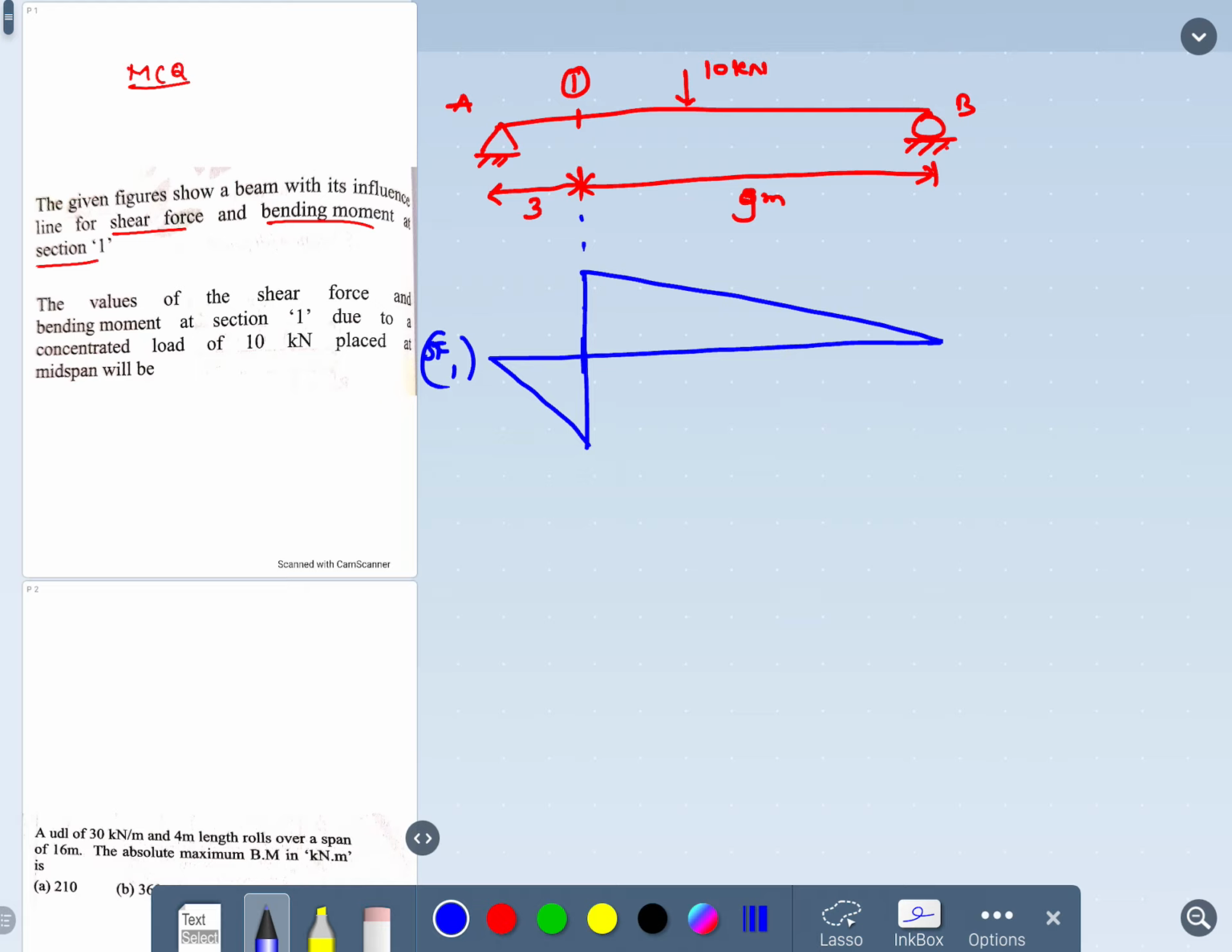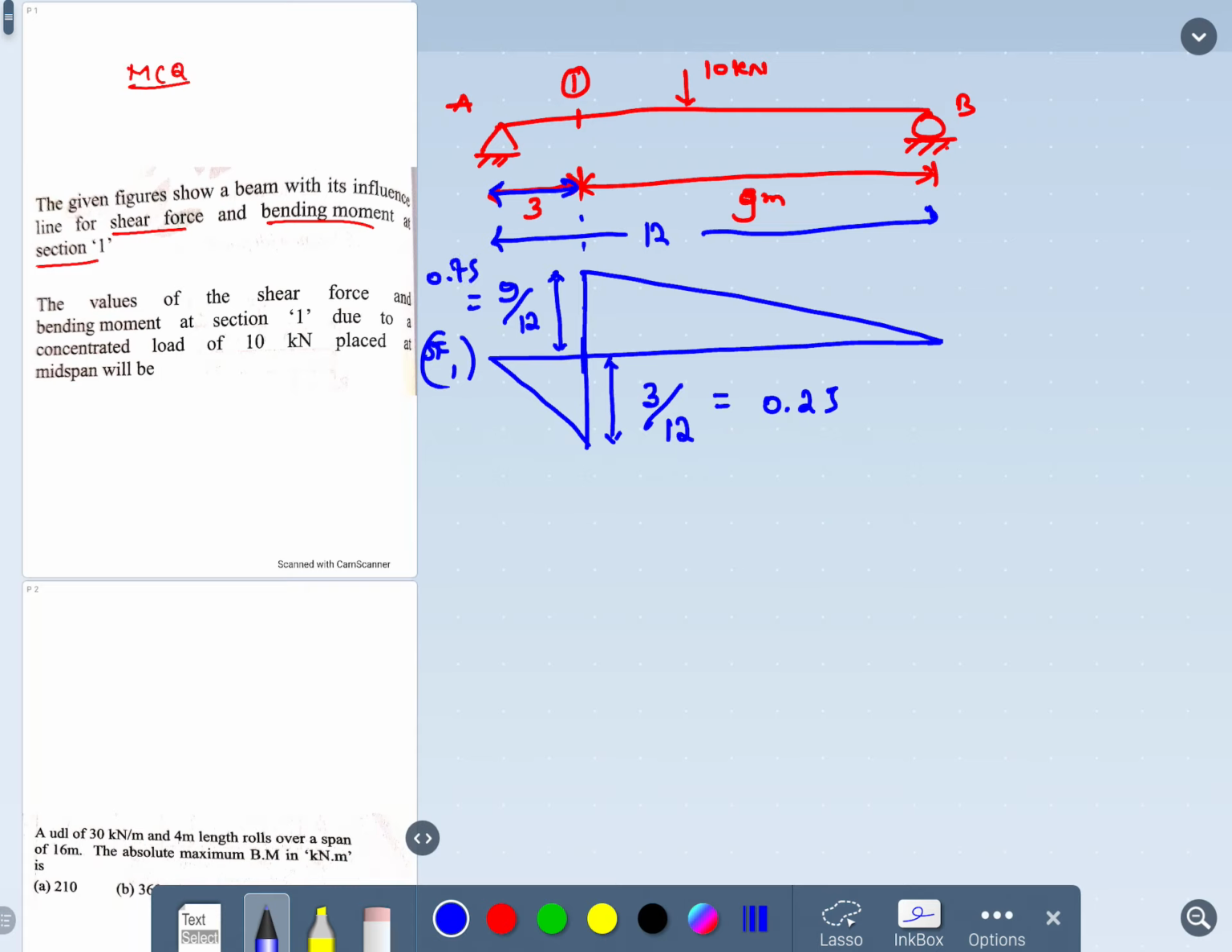This is the influence line diagram for shear force, which has already been explained in the lecture series. So what is this ordinate? The ordinate will become a divided by L, where a is 3, this distance, divided by L, which is the total 12. The complete distance is 12 meters here. In the same way, this ordinate is b divided by L, which is equal to 9 divided by 12. 3 divided by 12 comes to be 0.25, whereas 9 divided by 12 is 0.75.